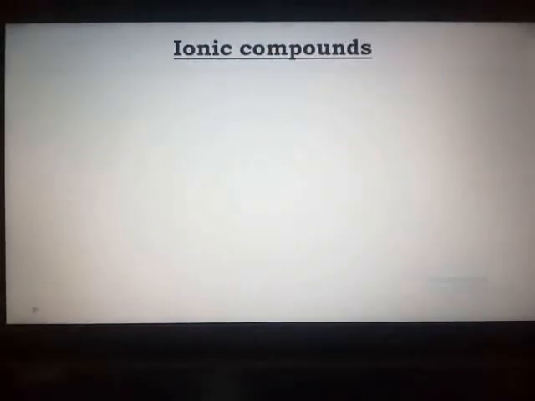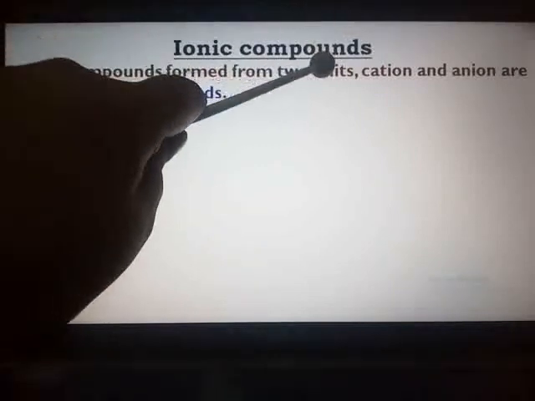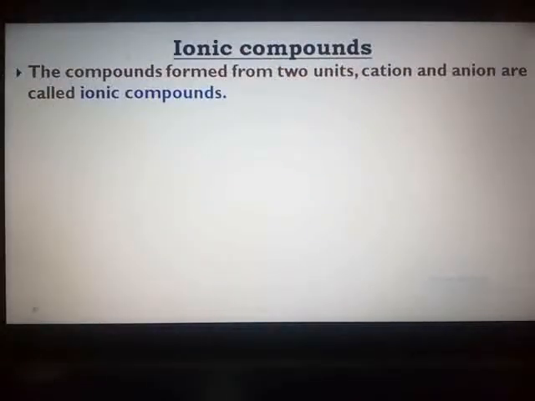What do you mean by this term ionic compounds? How an ionic compound is formed, I need not tell you, because from the 9th standard you have studied the formation of sodium chloride, common salt, which is nothing but an ionic compound. Ionic compounds are nothing but the compounds which are formed from two units, that is the cation and anion. They are called ionic compounds, a simple definition.